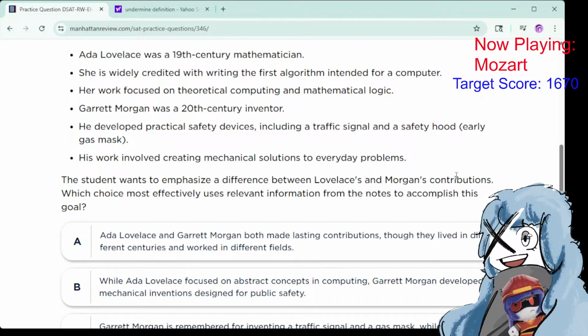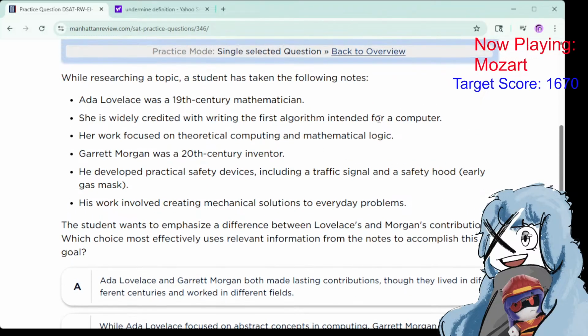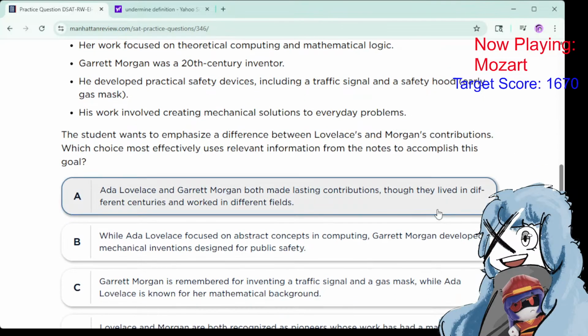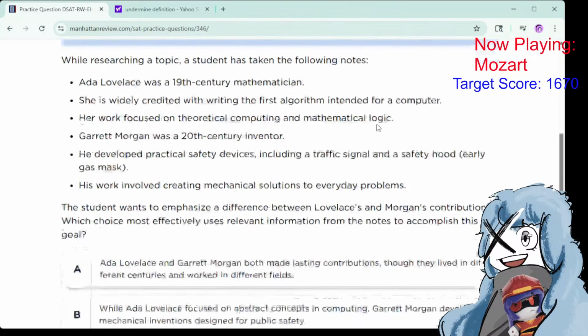Difference between those contributions. Ada Lovelace talked about algorithms for more advanced computational development, while Morgan was focused on conveniences and safety devices, and more about actual devices rather than the concept.